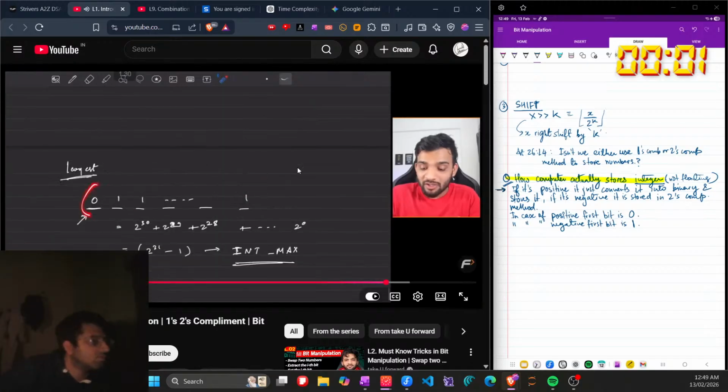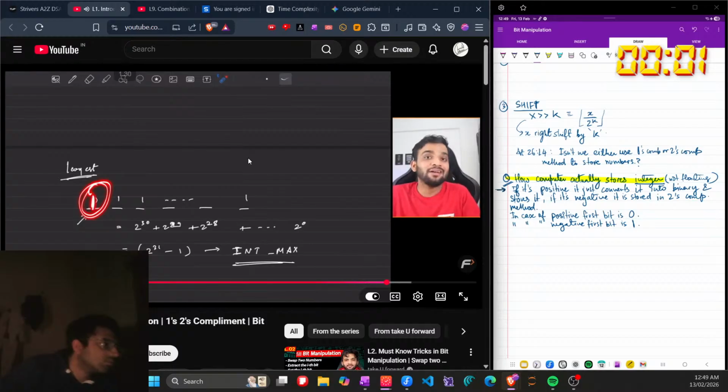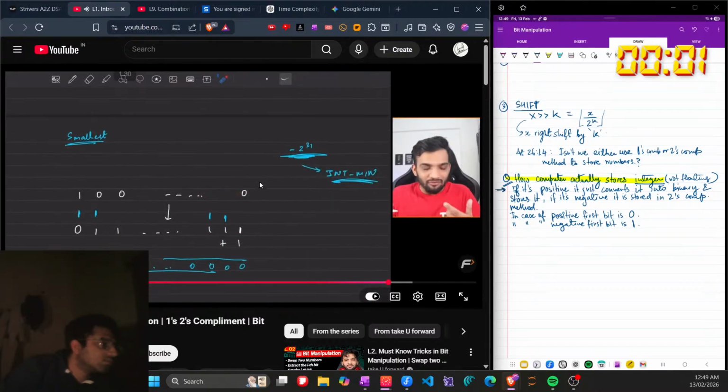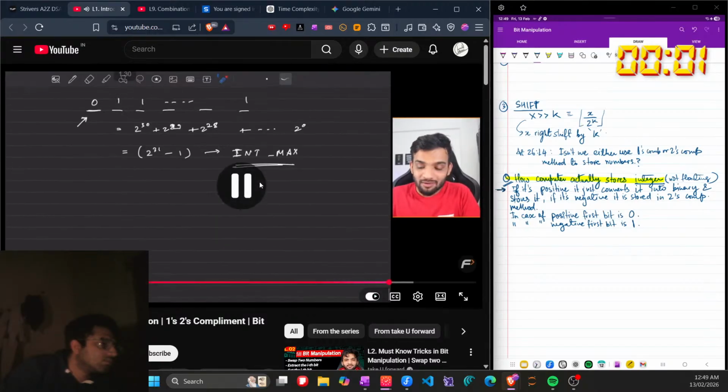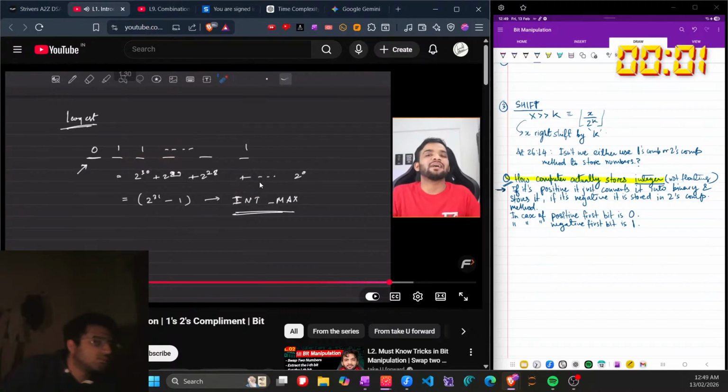I couldn't use the last bit over here. Why? Because if I put a 1, it clearly tells me it's a negative number, but I have to keep it 0, right? So in terms of a negative number, you convert it into 2's complement. In case of a positive number, you keep it as it is.